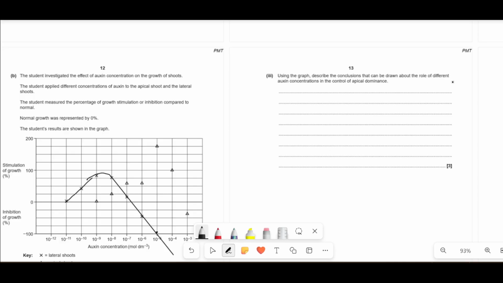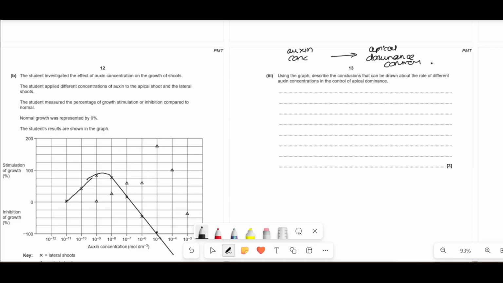So what they're trying to say is, what effect do auxin concentrations have on apical dominance control? It's saying to use the graph. So don't just dive in saying, oh, this happens, and this happens from the notes. You've got to look at this and figure out what's going on. So apical dominance is where you've got high concentrations of auxins in the growth of lateral shoots. And what that does is those high concentrations suppress the growth of lateral shoots.